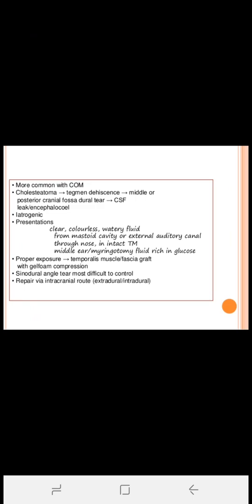Now proper exposure, temporalis muscle or fascia graft with gelfoam compression is needed. Sinodural angle tear is most difficult to control. Repair is via intracranial route, extracranial, extradural or intradural.